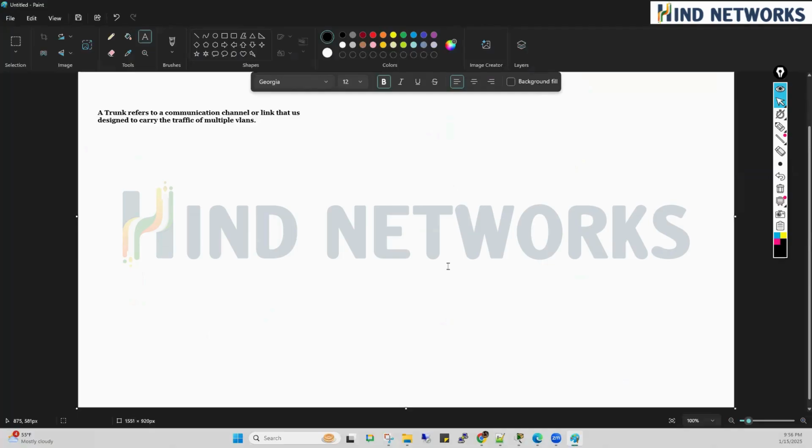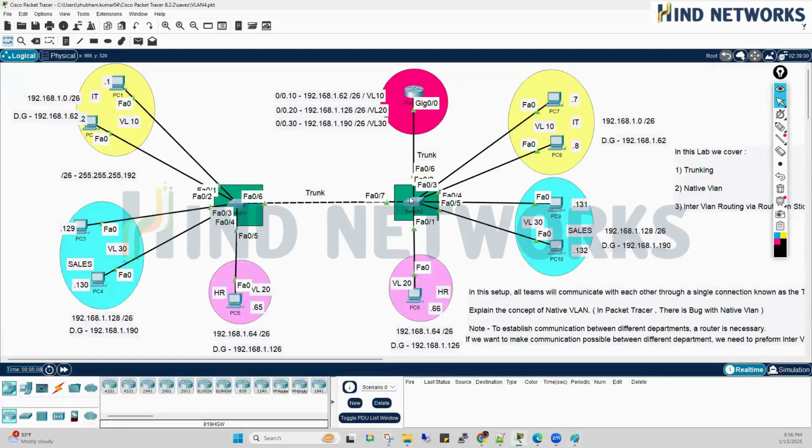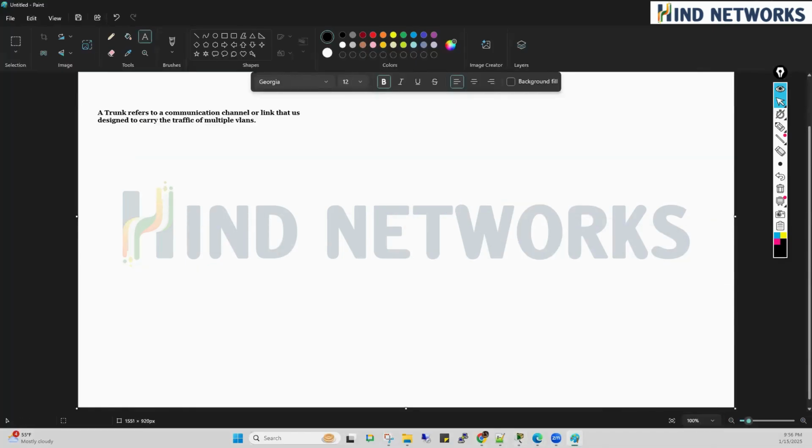And the second thing, higher cost also. If you are using more cables, more physical links, definitely the cost will be high. So that was the problem if we do not have trunking. But if we are using the trunk, what is the benefit? The first benefit is cost efficiency. We have less cable, so that is definitely cost efficient. And our topology is also much less complex.